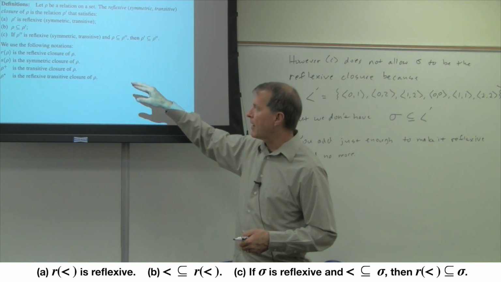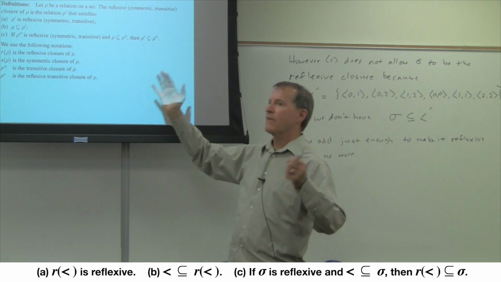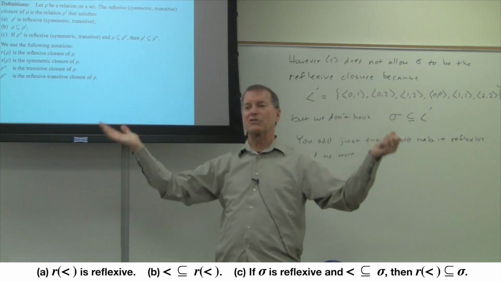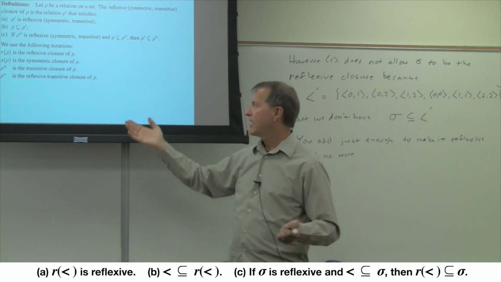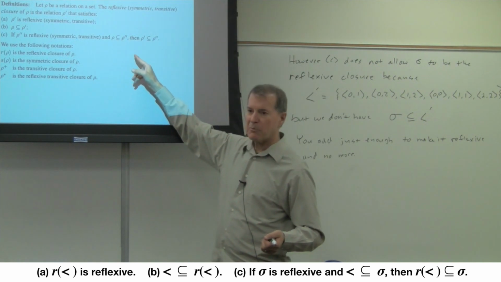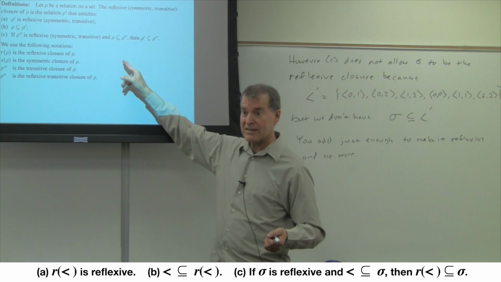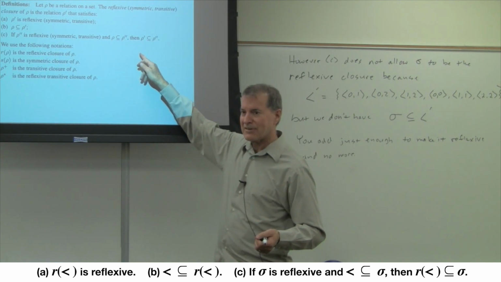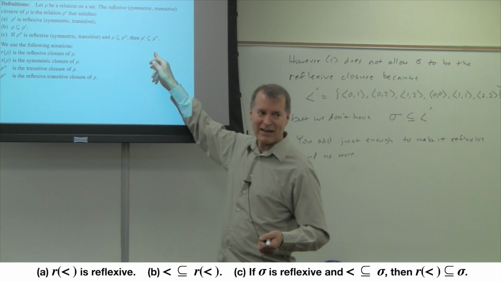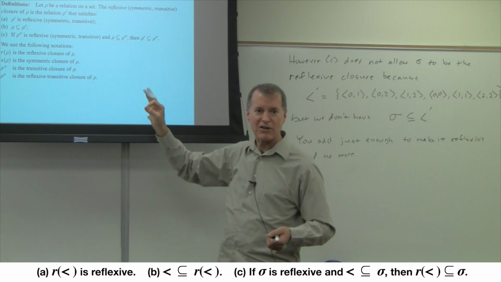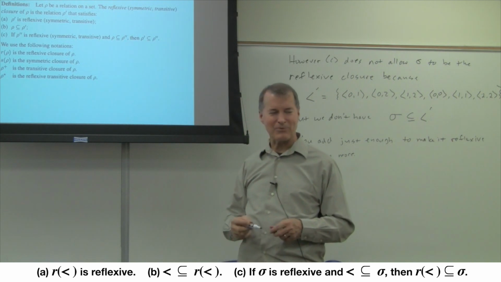If rho double prime is reflexive, any reflexive one, I mean, it could be the universe and it would be reflexive, right? If double prime is reflexive and rho is a subset of double prime, the original one is this, then the true reflexive closure has to be a subset of that. So that's what makes rho prime be as small as possible. You see the reasoning there?